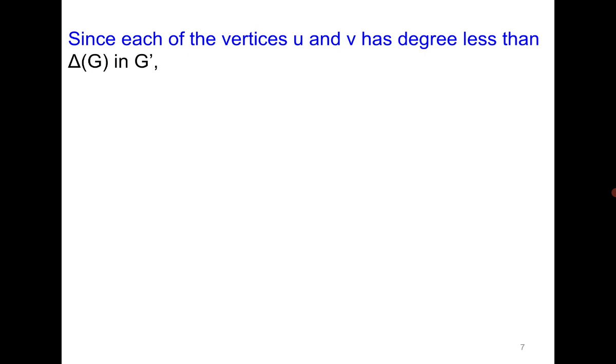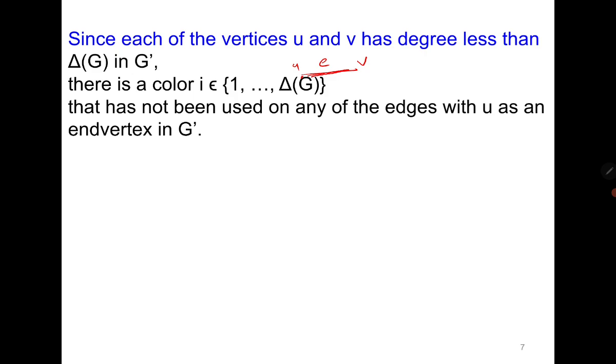Okay, now each of the vertices U and V, so this is edge E, this is U, this is V. Now we know that the degree of the graph is delta, and when you delete this edge E, so in G minus E, the degree of U should be less than delta and degree of V should be less than delta.